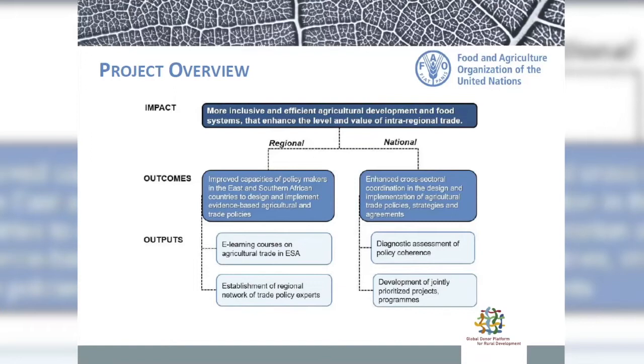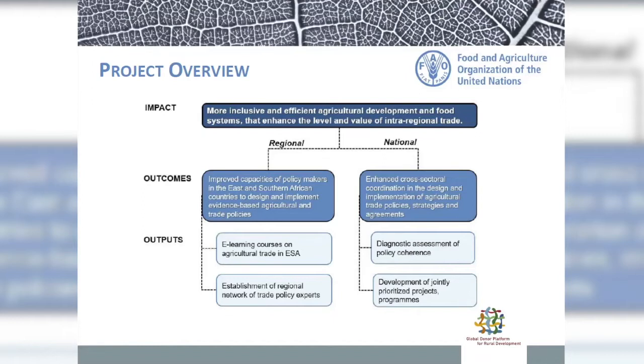At the same time, the project had a national component. The outcome and the objective of this national component was basically to enhance the cross-sectoral trade and agriculture coordination in the design and implementation of agricultural trade policies, strategies, and agreements at the country level. How we try to do that? We, through this project, and Ishrat will give a little bit more details on that in a few minutes.